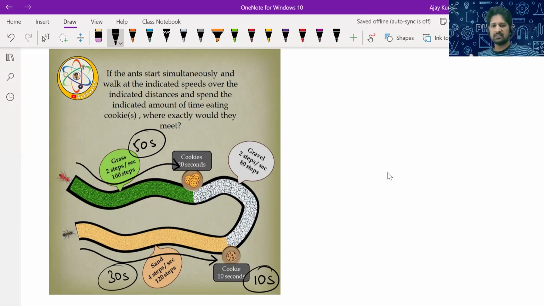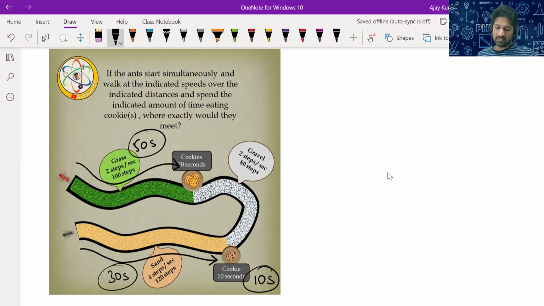Now, some of you may have started the other way also. You may have first started with the black ant. For it to complete the first stage, it takes 30 seconds. In 30 seconds, you can check where the red ant will be. That way also it can be solved. He found out for the red ant first. Now he's seeing what the black ant would do in that much time.